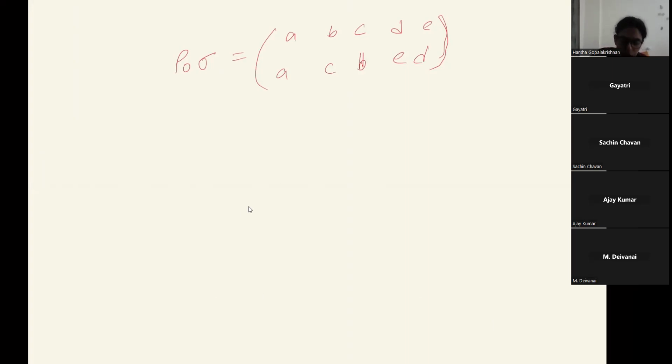Clear? This is our row composite sigma. If you want, you can write it as cycle BC, DE, because B is going to C and C is going to B. So it can be written as cycle BC, and D to E and E to D, which is the cycle DE. So this composite sigma can be written as BC, DE.